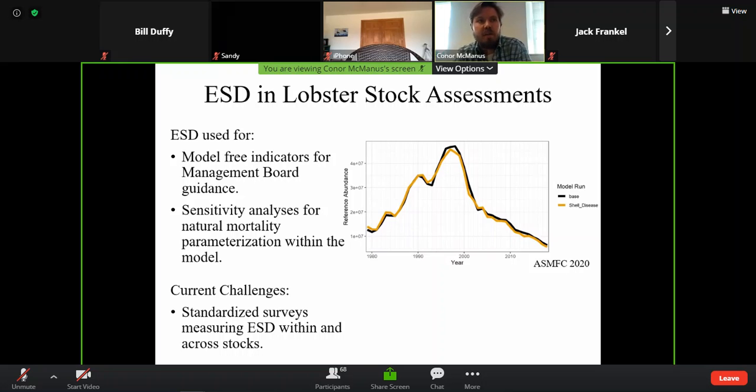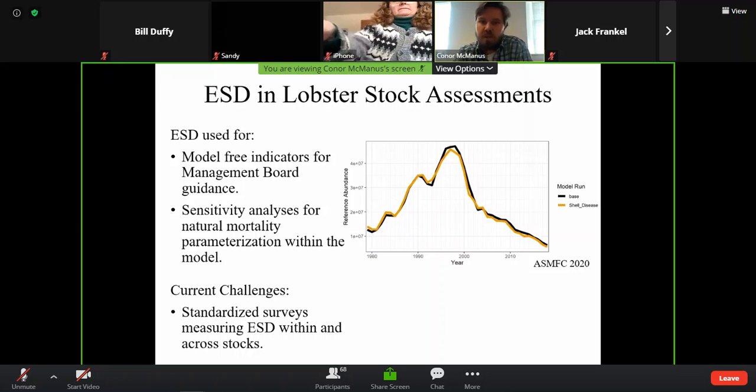As well, we have done a number of sensitivity runs and analyses of trying to see how any type of shell disease time series could be used to inform natural mortality within model parameterization. So this is on the right one example here from the 2020 benchmark assessment, where instead of parameterizing natural mortality as just constant through time, there's actually a time series informing natural mortality from shell disease data of a long-term monitoring survey.